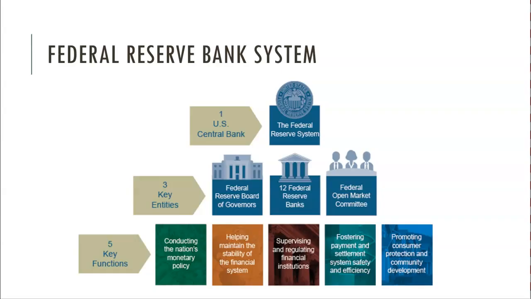So here at the top of this chart, a visual representation, we have the Federal Reserve System. So there is one U.S. central bank, and it is broken up into three different chunks. So first, there's the Federal Reserve Board of Governors. There are 12 Federal Reserve banks, and there's the Federal Open Market Committee. So all of these three have their own separate areas, separate things that they do in managing the banking system and the economy. And so they have 5 key functions.